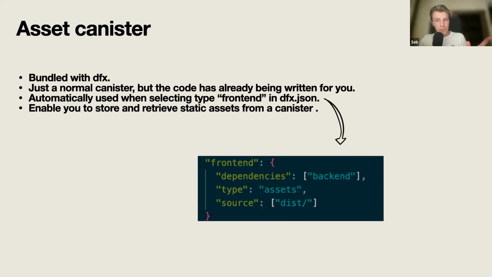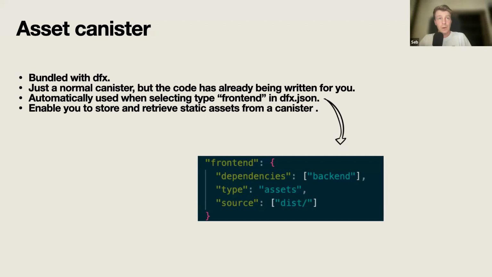And when you go to your dfx.json, I've taken a screenshot here with frontend. When you select the type frontend in dfx.json, it will automatically assign the asset canister. So the asset canister is deployed for you, and then the assets are uploaded for you. So you need to specify the type of the canister, asset, and you need to specify the source. The source is essentially where you build your frontend.